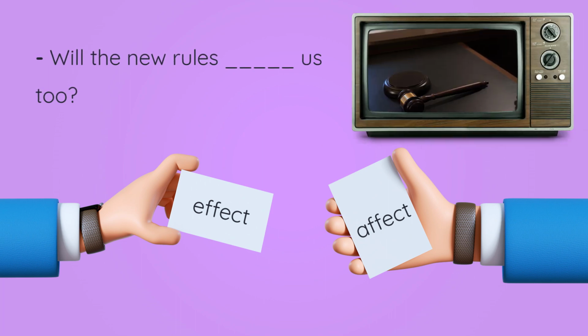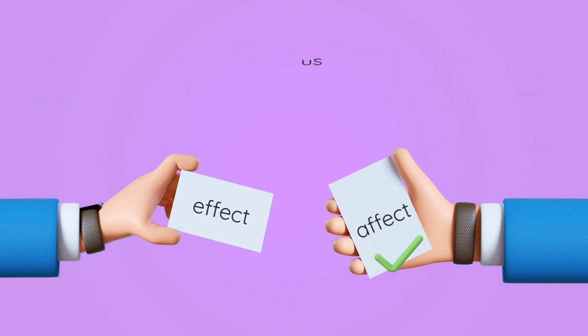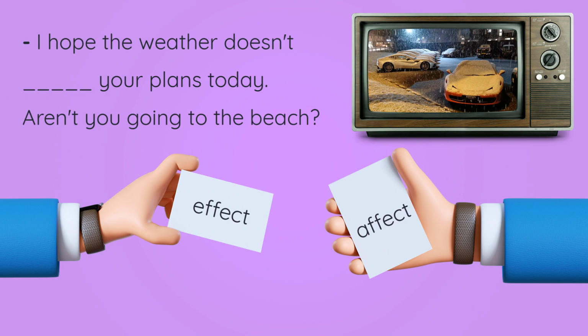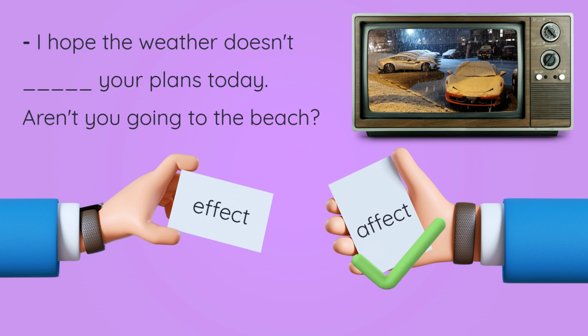Will the new rules ___ us? Affect or effect? Affect. The structure of the sentence tells us that it must be a verb. I hope the weather doesn't ___ your plans today. Aren't you going to the beach? Affect. Again, the structure of the sentence is telling us that we need a verb.